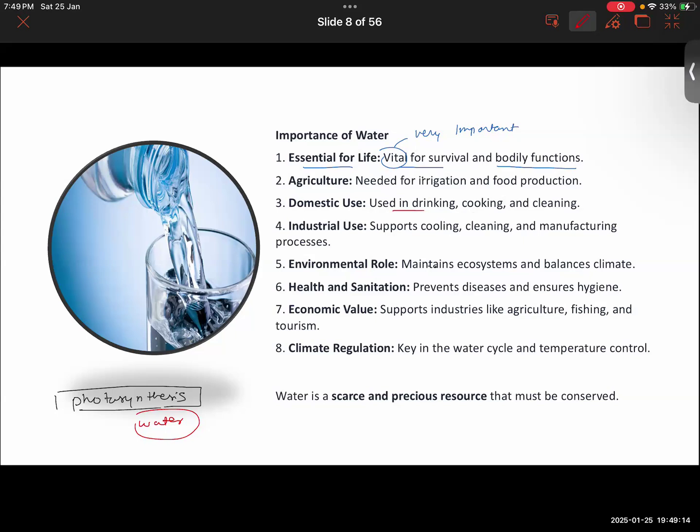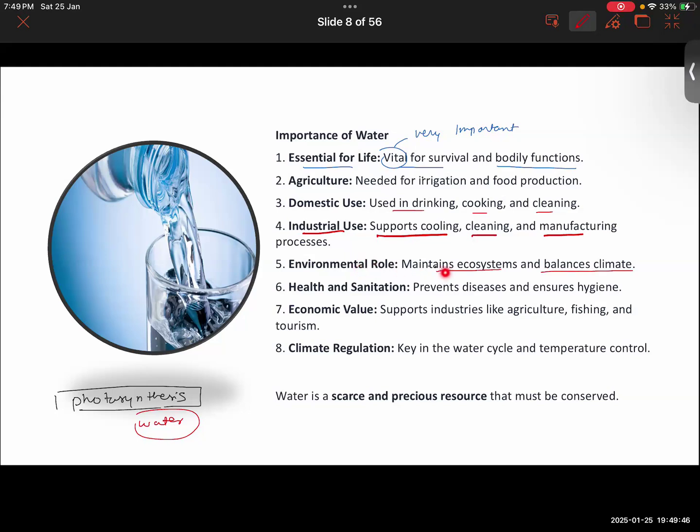It is used for drinking, cooking, and cleaning purposes, and supports cooling, cleaning, and manufacturing. In the industries, like when heavy machinery is being manufactured, in order to cool down those machines, water is required. For the purpose of cleaning and in the process of manufacturing also it is required. Then water also maintains a proper balance in nature, like it maintains the ecosystem and balances the climate.